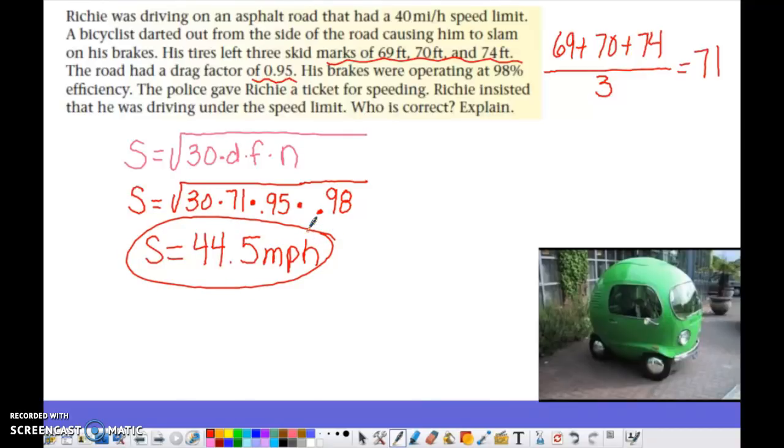So if we look back at this problem, it says that the speed limit on this road is 40 miles per hour. It says that Richie says he is not speeding. The police insist that he was speeding. Who is correct? Here the police are correct because Richie is in fact speeding. He's going over the 40 miles per hour.